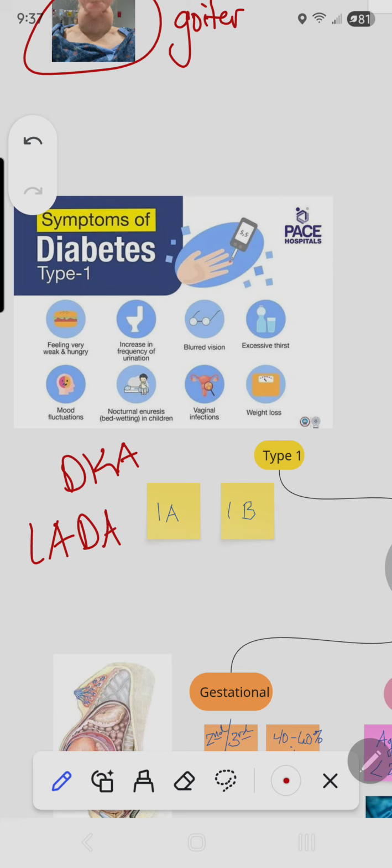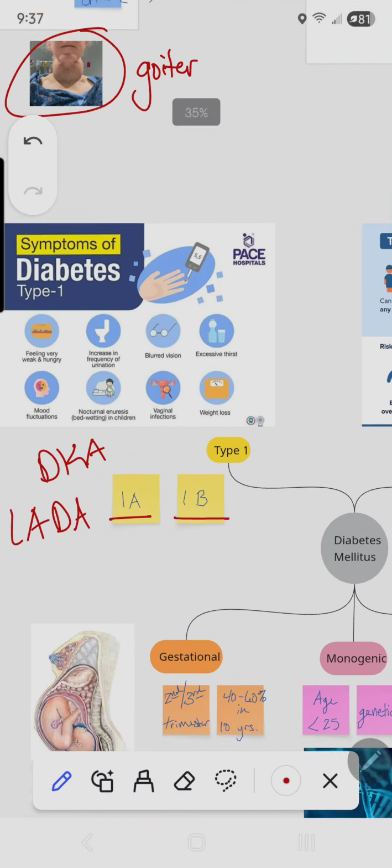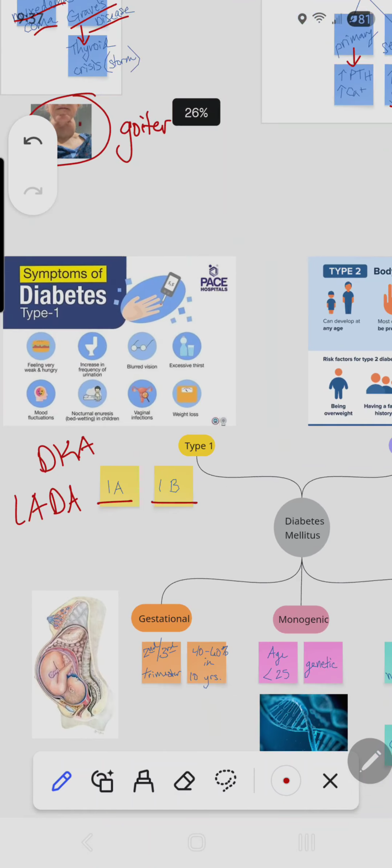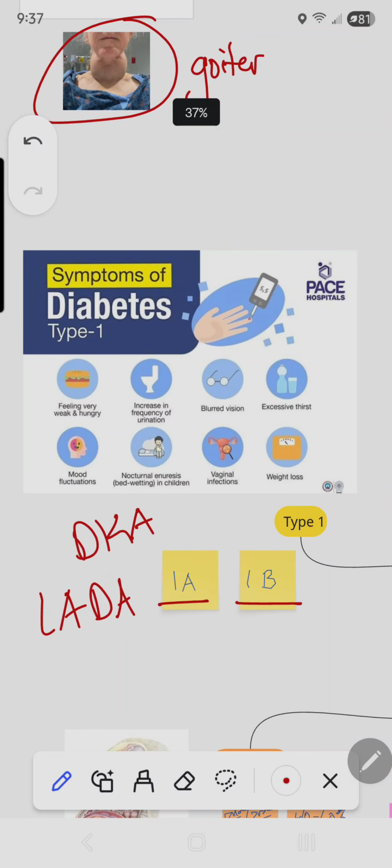Type 1B is going to be hereditary. It's less common, and this one is kind of just an idiopathic destruction of the beta cells, whereas 1A is going to be autoimmune. 1B is more of a hereditary idiopathic. And some of the symptoms of diabetes type 1 are up here in this little diagram.